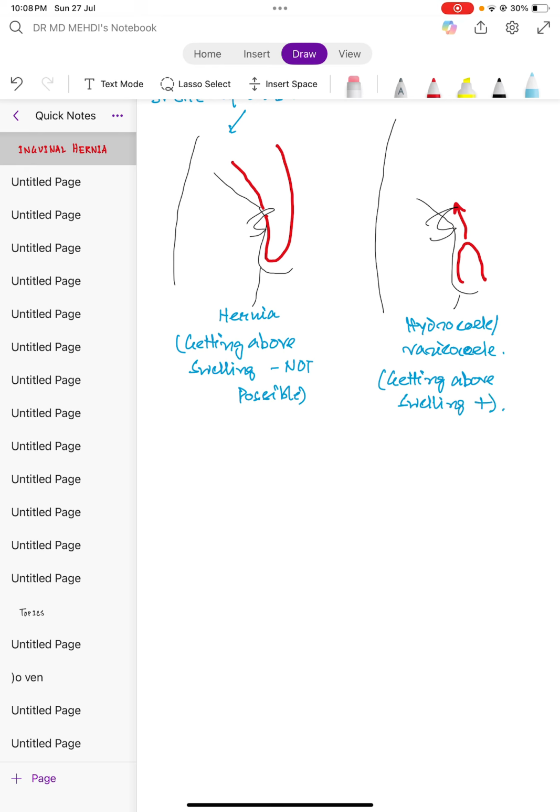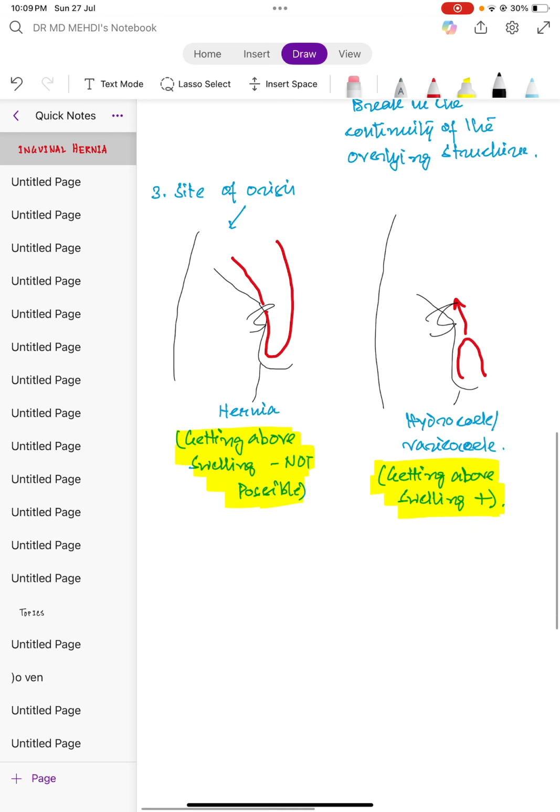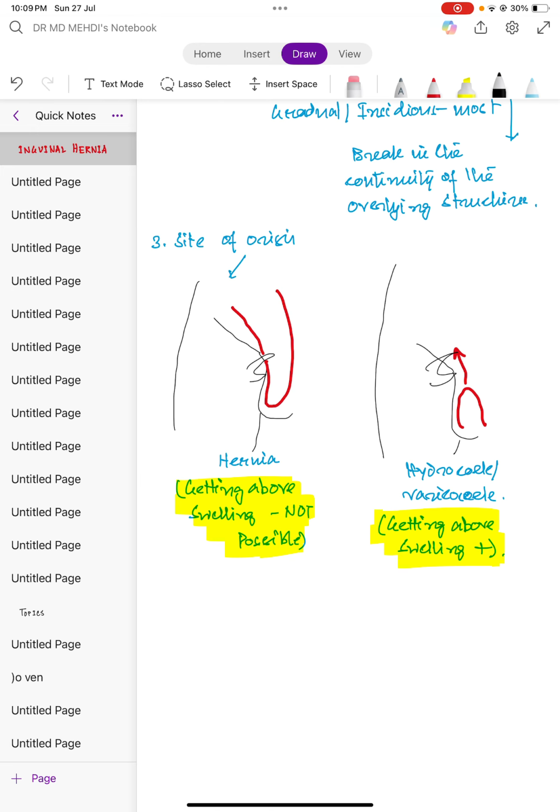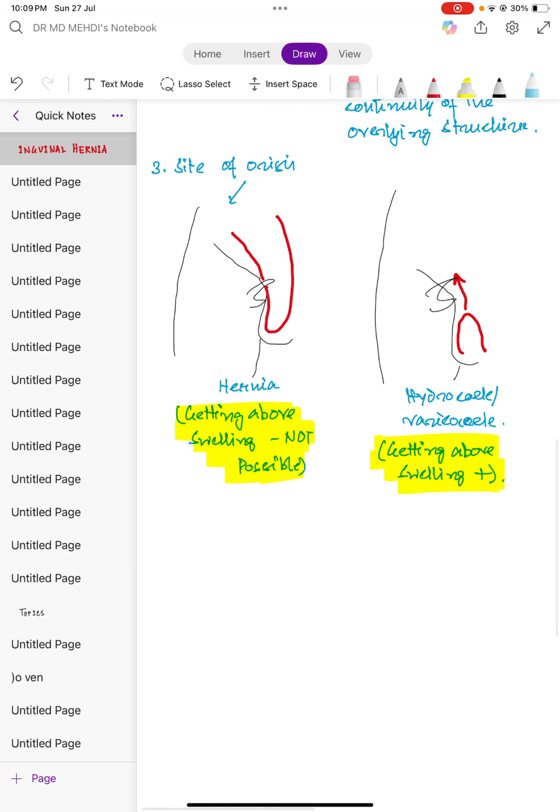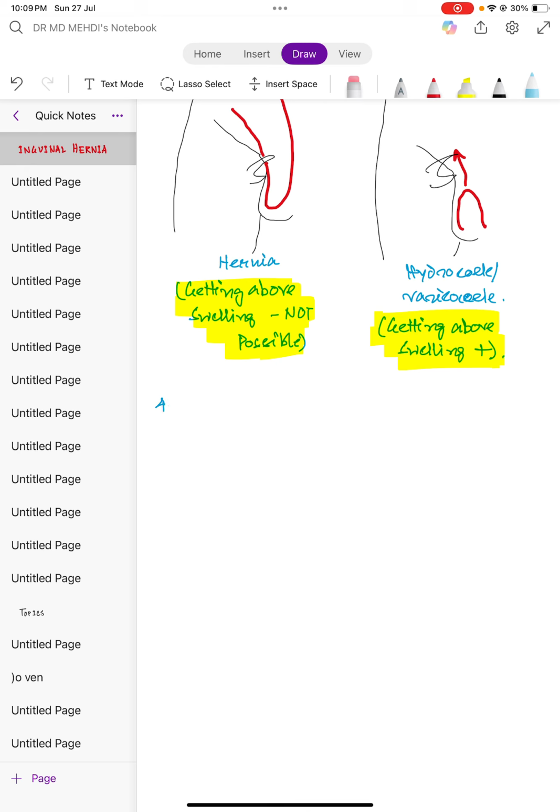Will be possible. But mind it that these are not to be mentioned in history. This will be mentioned only in the examination part. Okay, so we have talked about the site of the origin. Now we have to talk about the aggravating factors.